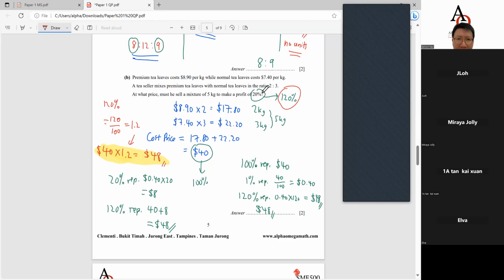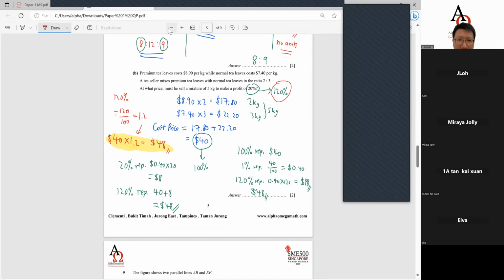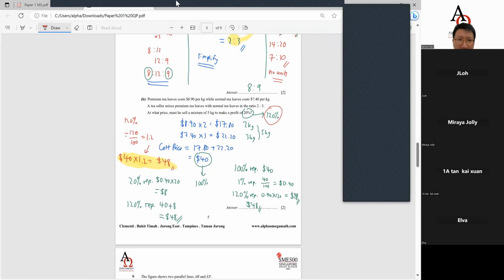Okay, this page also done. You can copy it down. I will zoom out a bit. Okay, 1 minute, copy down what you need, then we'll move on. We've got about 3 more questions left to cover.